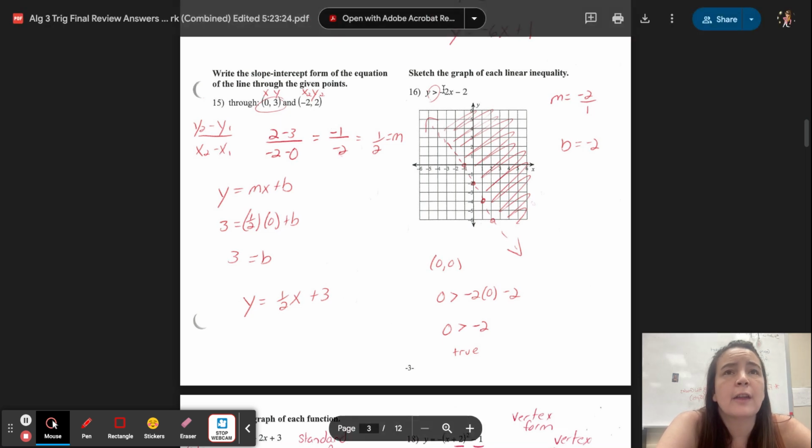In this case, it's greater than. This one's going to get a dashed or dotted line. If it had been greater than or equal to, then it would have a solid line. Now, for these inequality graphs, you do have to shade.